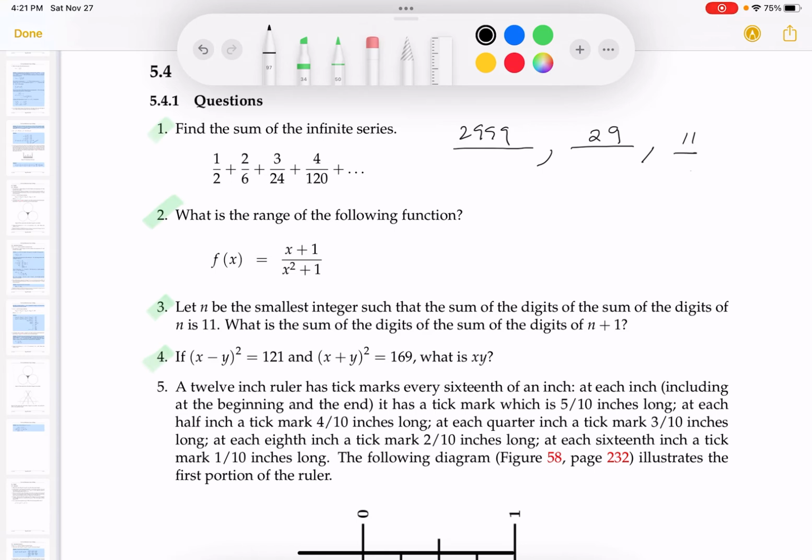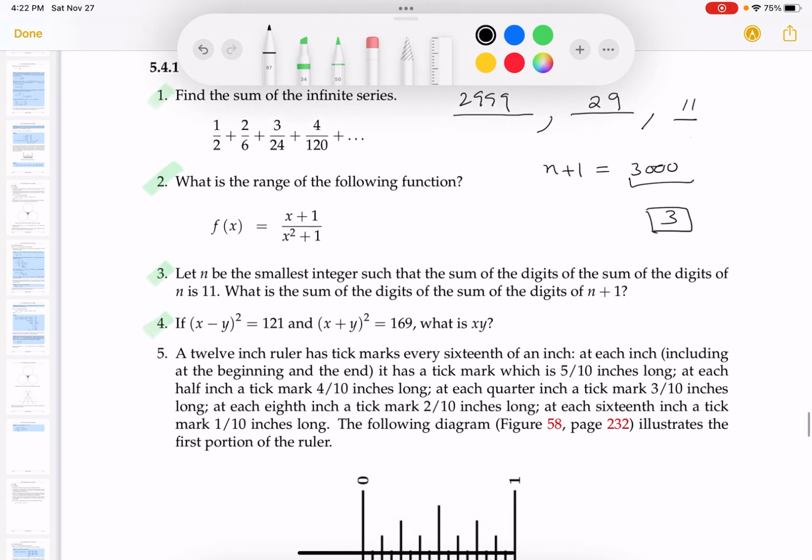What's our question now? What is the sum of the digits of the sum of the digits of n plus 1? Well, I'm claiming this is n. So n plus 1 would be 3,000. So the sum of the digits of n plus 1 would just be the number 3.